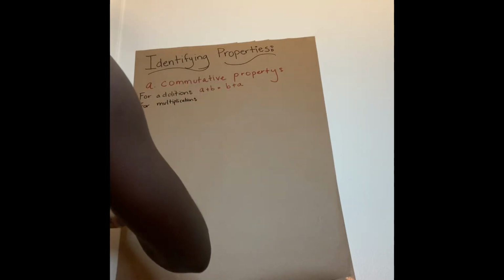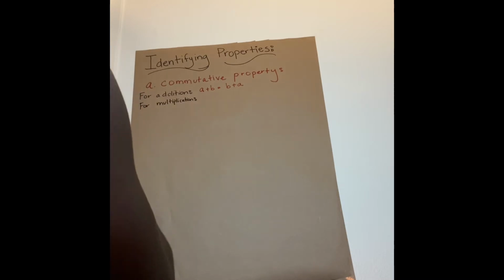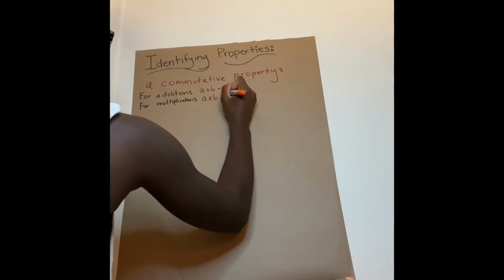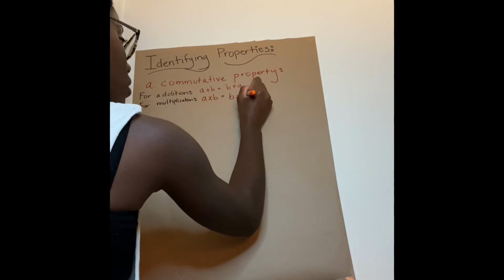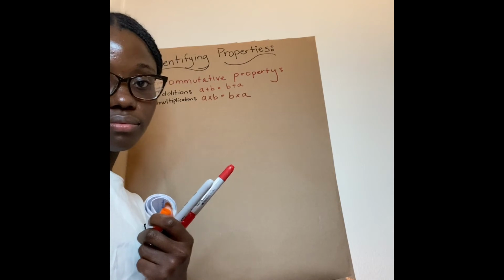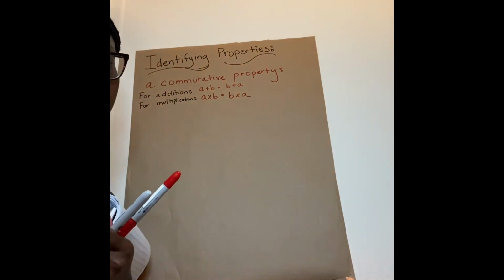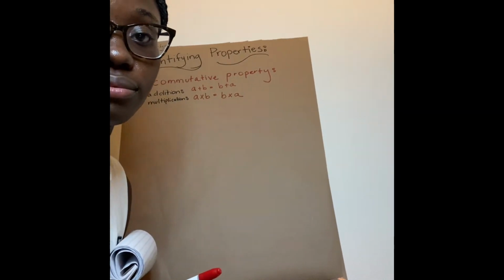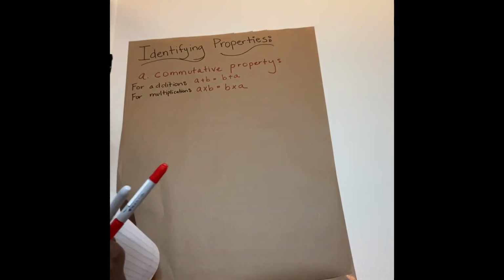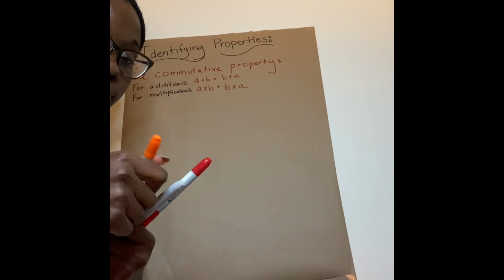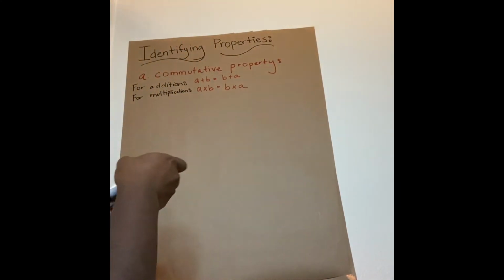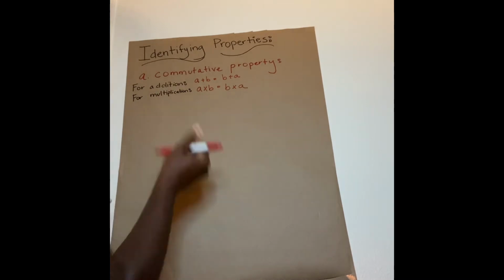The commutative property of multiplication states that when two numbers are multiplied together, the product is the same regardless of the order in which the numbers are multiplied. So here I wrote A times B is also equal to B times A. So 3 times 5 equals 15 is also the same as 5 times 3 is equal to 15.